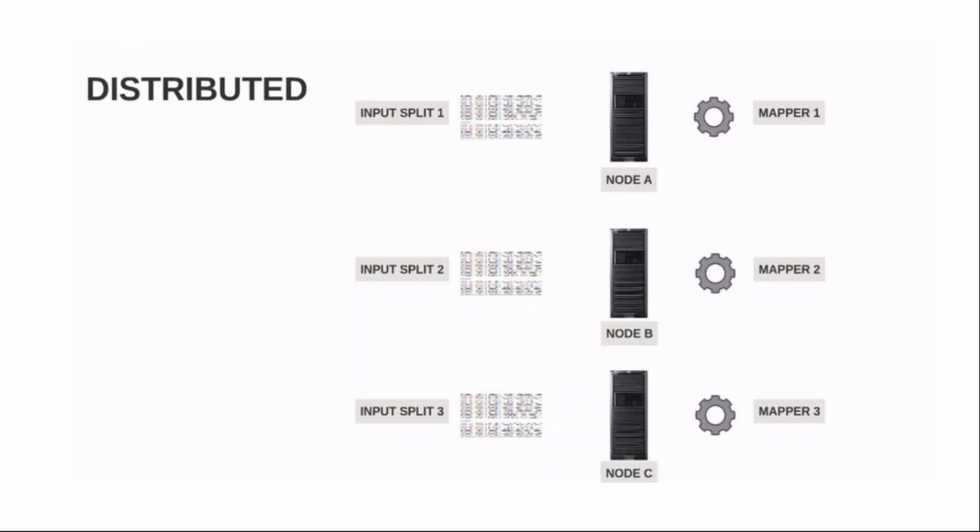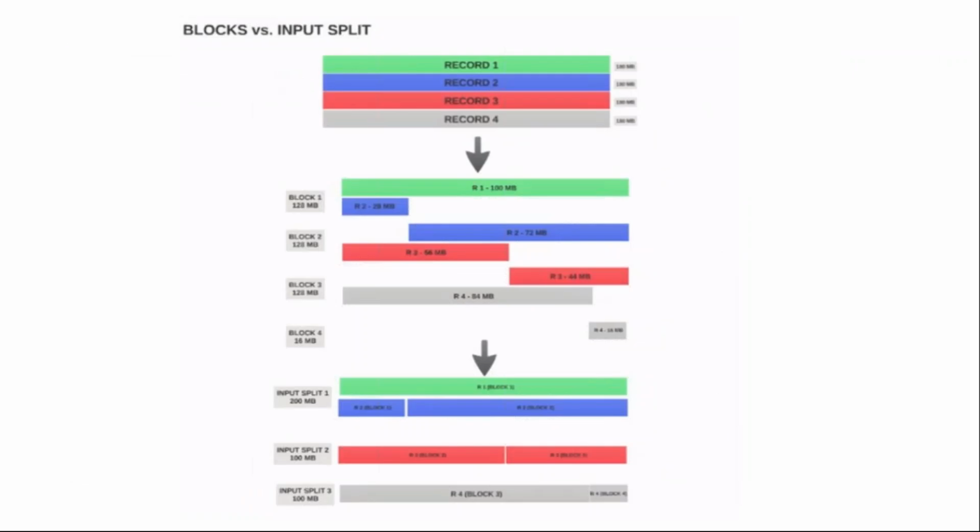So let's dig a little deeper into what this input split is. We were having blocks, so what was the need of this input split? Why can't we just divide it by the blocks and assign a mapper to each block and work it out? Because we were having block sizes of 64 or 128 MBs.